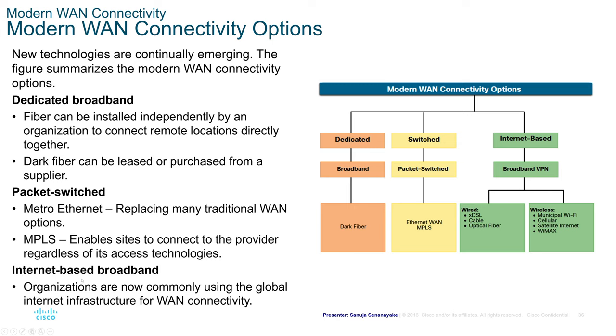With internet-based broadband, organizations now commonly use the global internet infrastructure for WAN connectivity. We already have the global internet infrastructure built, so we can piggyback on that existing infrastructure for WAN connectivity. So those are the modern connectivity options available for WAN.